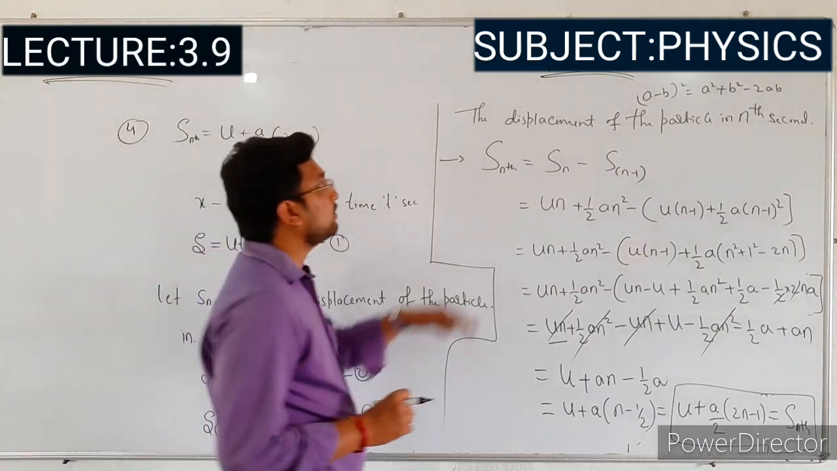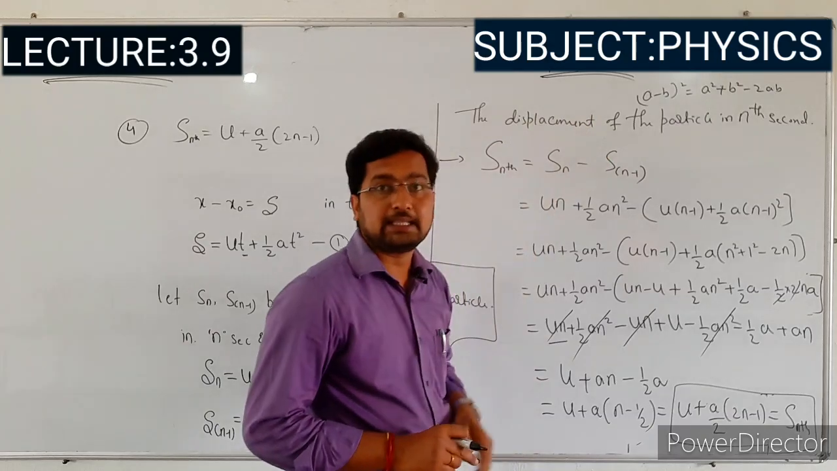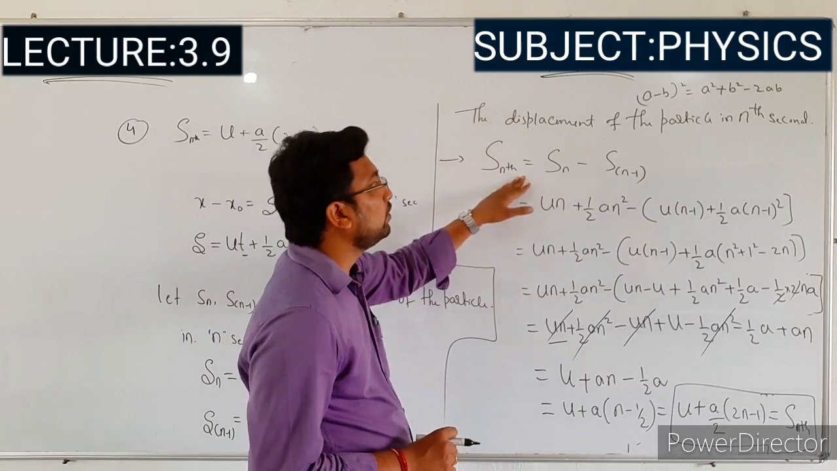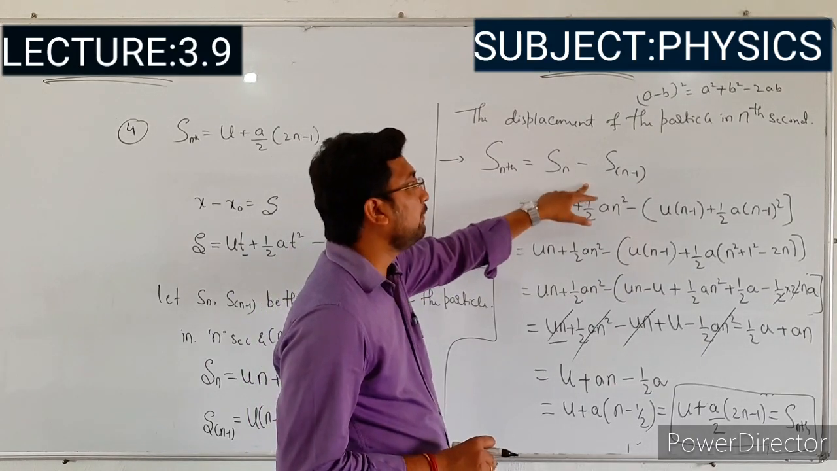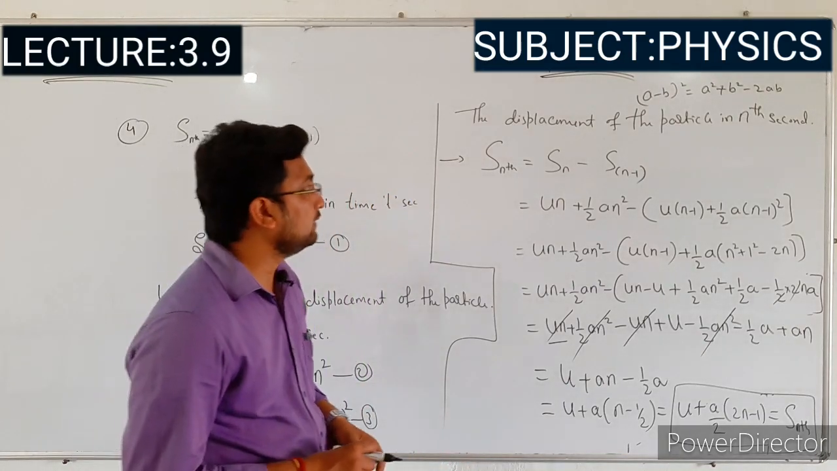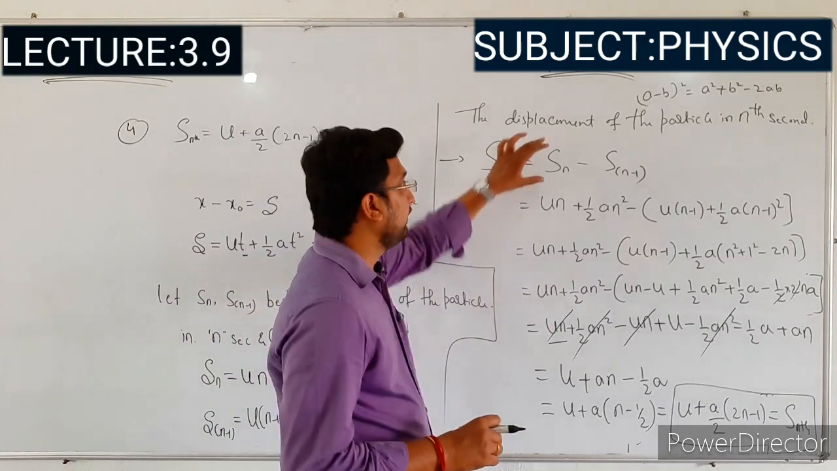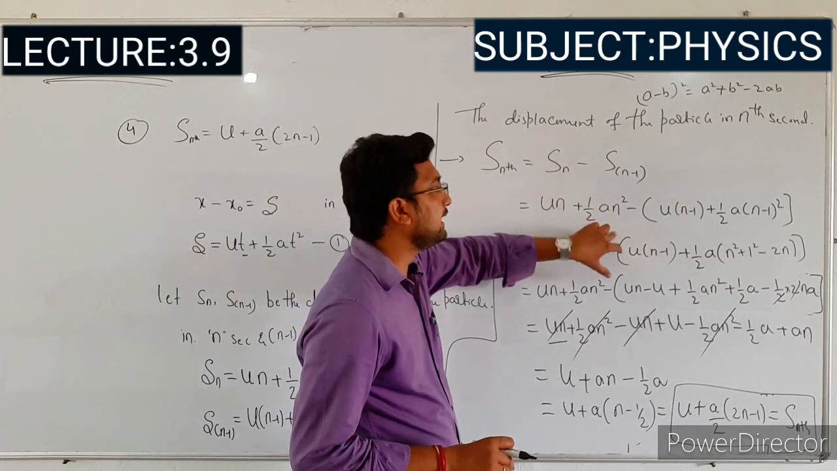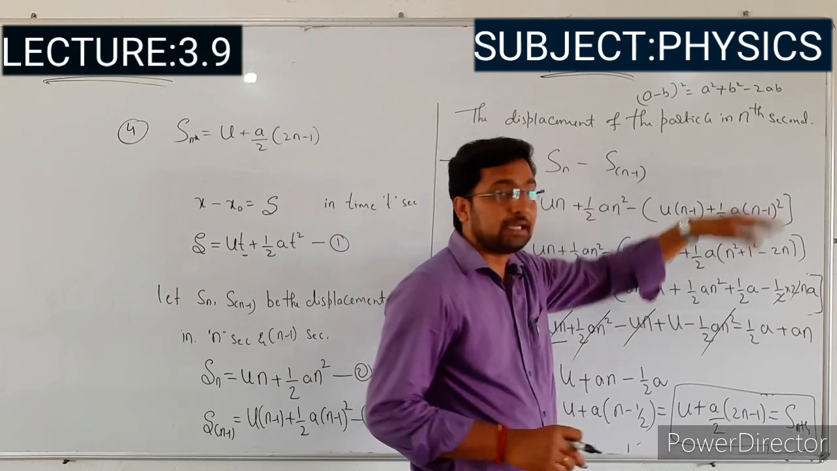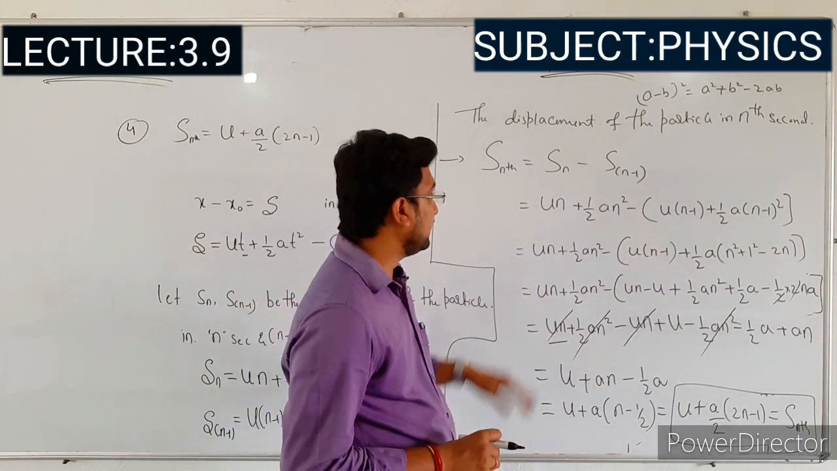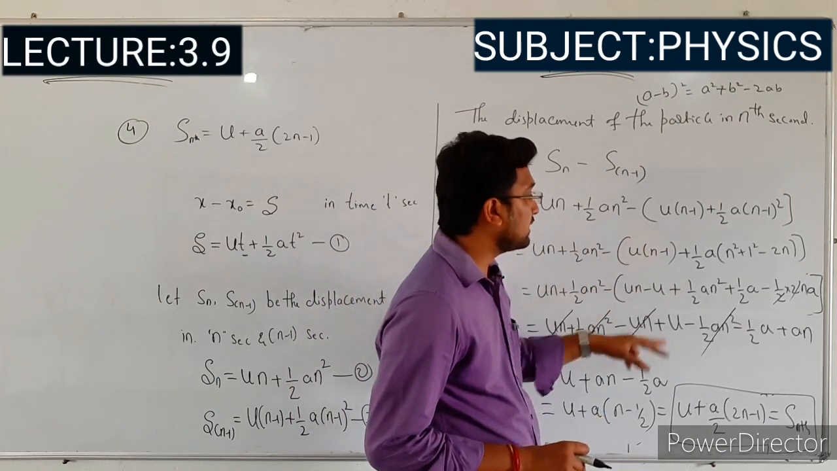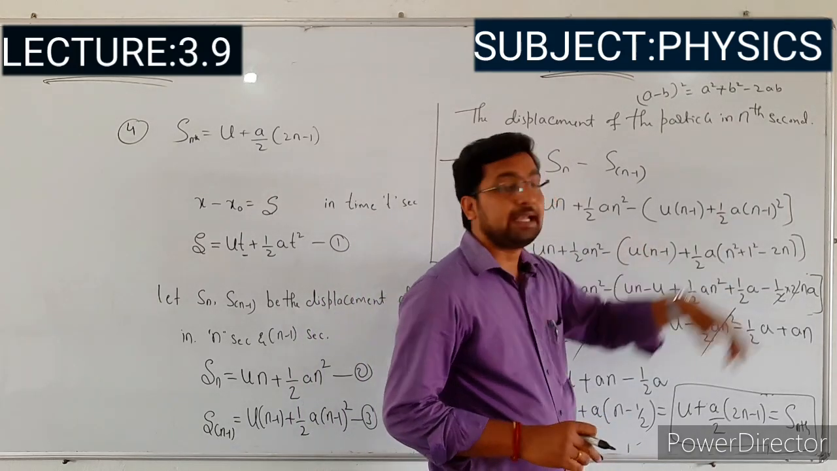Okay. So the next one is the displacement of the particle in the nth second, that is equal to the displacement of the particle in n seconds minus the displacement of the particle in n minus 1 seconds. So then substitute the values here. The value of this one is un plus 1 by 2 an square minus u bracket of n minus 1 plus 1 by 2a bracket of n minus 1 whole square. So after that, un plus 1 by 2 an square minus u bracket of n minus 1 plus 1 by 2a, n minus 1 whole square.